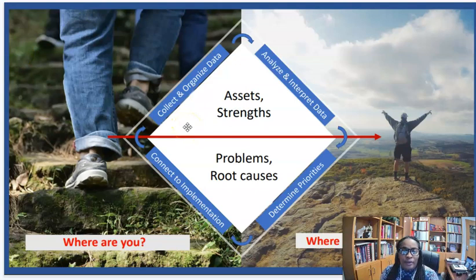When we look at our strengths, we collect data. We're going to organize it, analyze and interpret the data, because we're going to look at our assets and our strengths. Okay, who are we? But then we also are going to look at some problems and root causes. We're going to connect them to implementation and determine priorities. So where do we want to be? Going from where we are now to where we need to be.